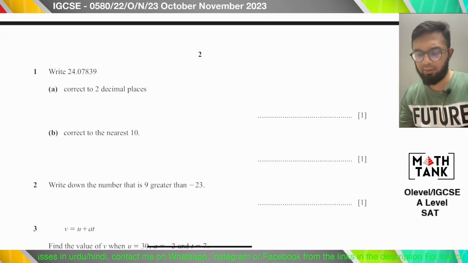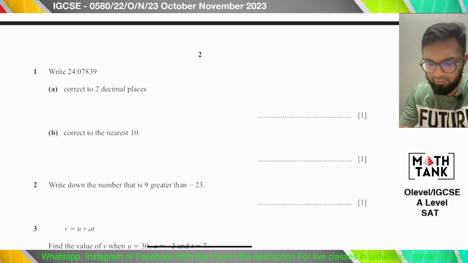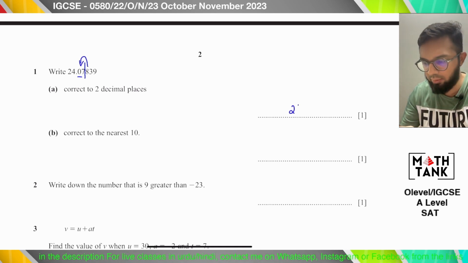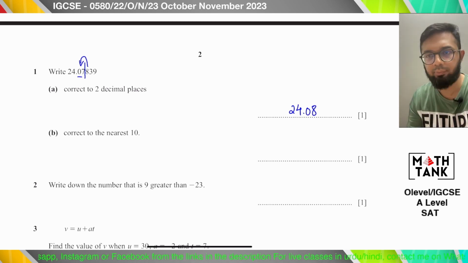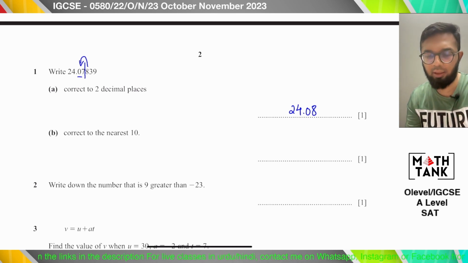The first question says write 24.07839 correct to two decimal places. So for two decimal places, you round off, and what you do is you end up adding one here, so 24.08.